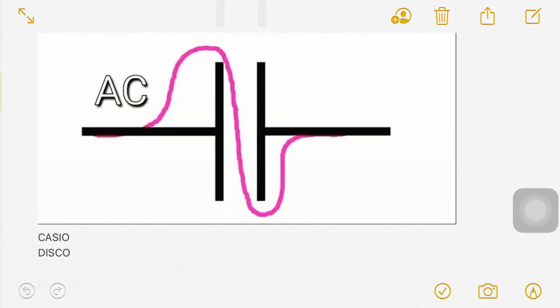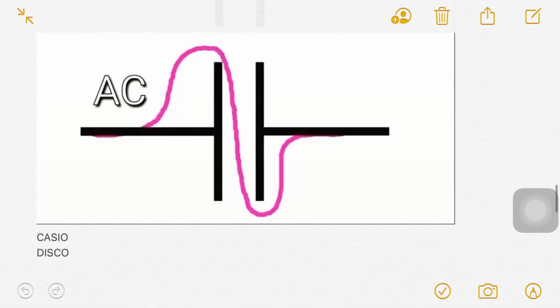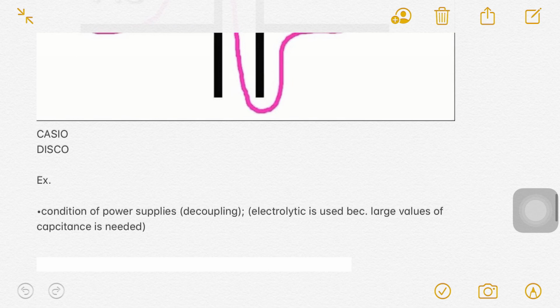Okay? Going back sa capacitor. As we have said, the function ng capacitor is to store and release electric charge and also to pass AC but block DC. So, let's give an example kung saan ginagamit ang capacitor. One example is conditioning ng power supply.